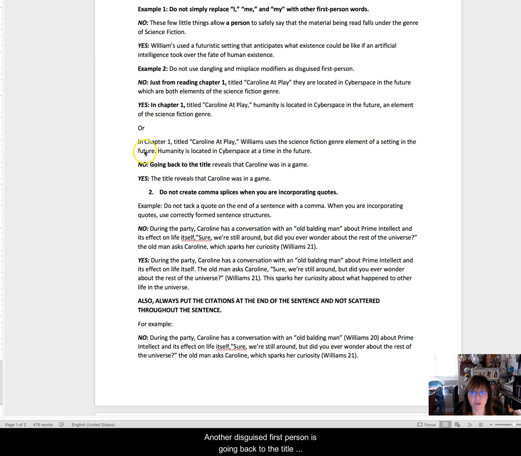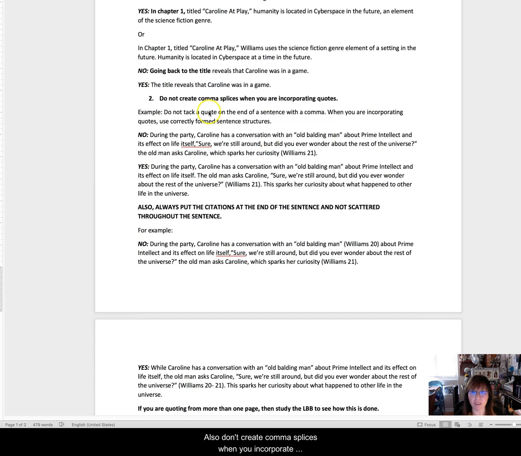Another disguised first person is "going back to the title reveals." Well, who's doing the going? The person writing it. Again, it's disguised first person. Just write directly about what the author does or what the title does. In this case, the title reveals that Caroline is in a game. So you can cut out so much that's really unnecessary.